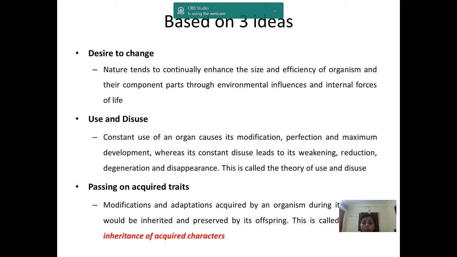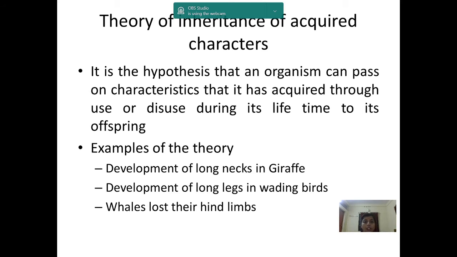Now the third idea was passing on acquired characters or traits. Here the modified characters or the adaptations that are acquired by the organism throughout its lifetime will be inherited. That means they will pass on to the next generation, or to its offspring. This is called the theory of inheritance of acquired characters. It can be explained with the help of three very important examples: the development of long necks in giraffes, the development of long legs in wading birds, and the loss of hind limbs in whales.